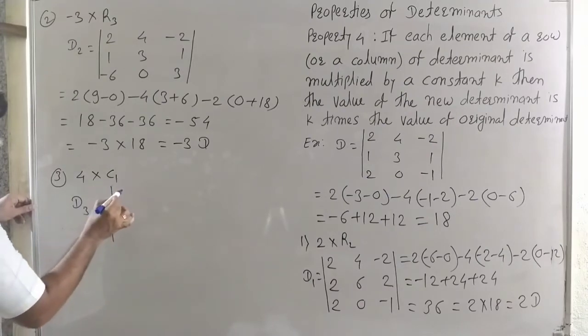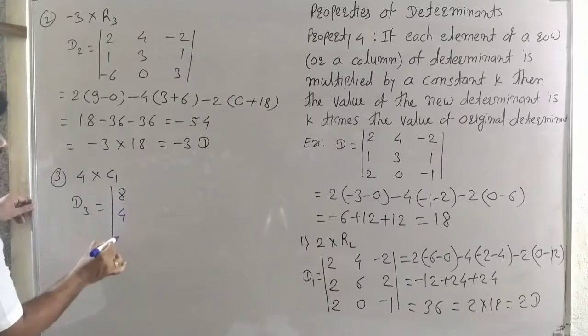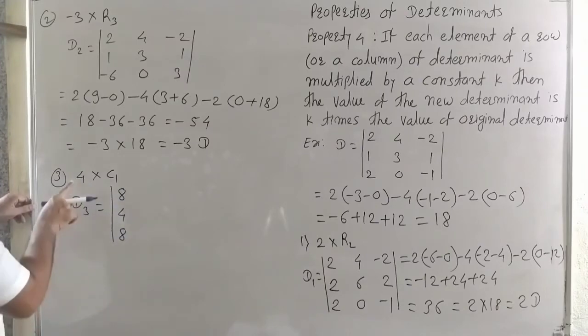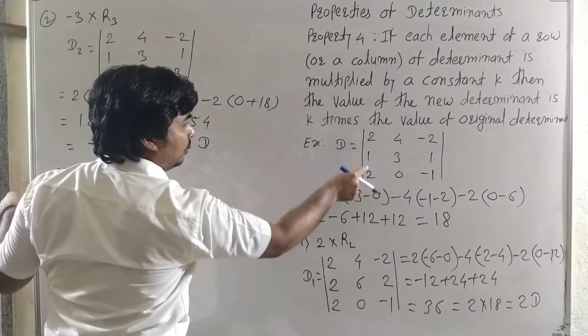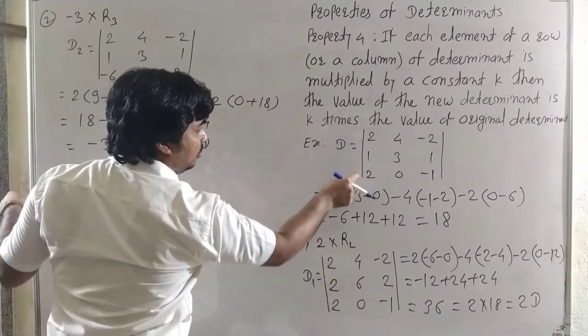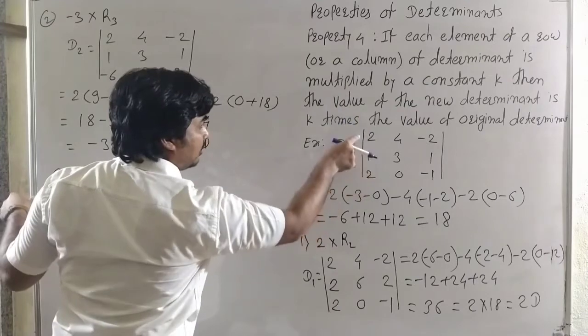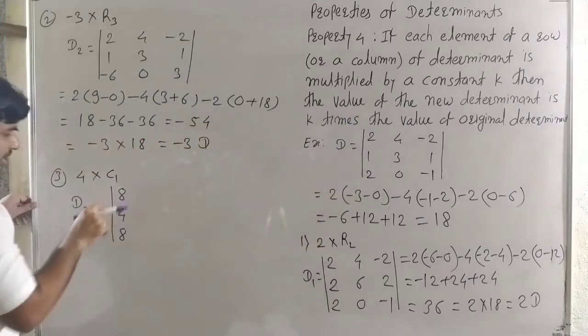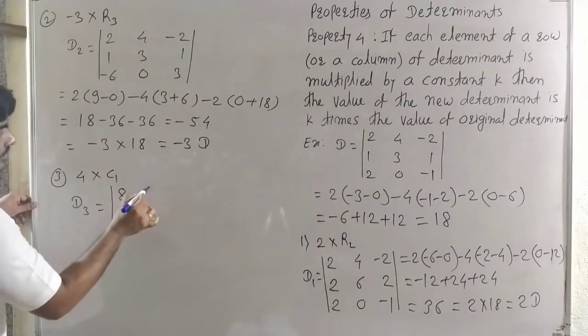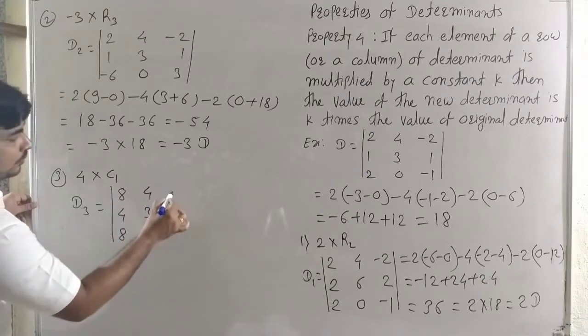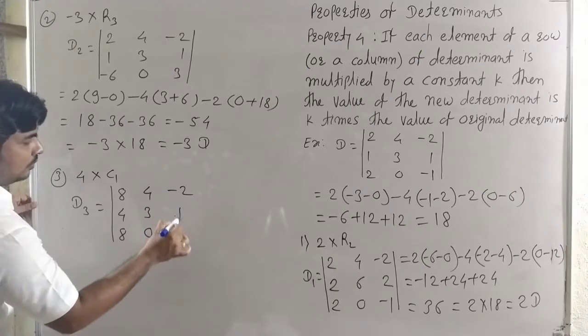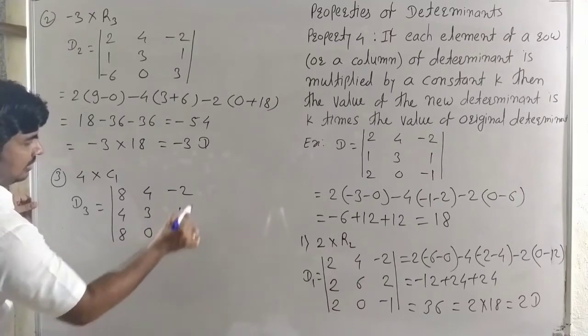Column 1 is 2, 1, 2. We multiply C1, this column, by 4. Therefore, 8, 4, 8. Second and third as it is: 4, 3, 0. Minus 2, 1 and minus 1 as it is.